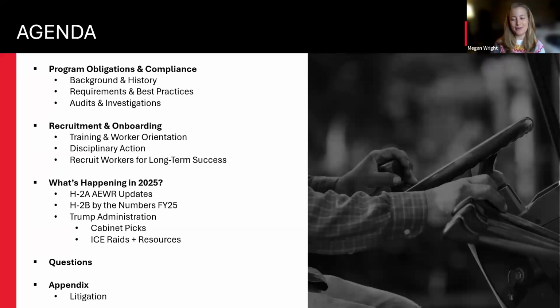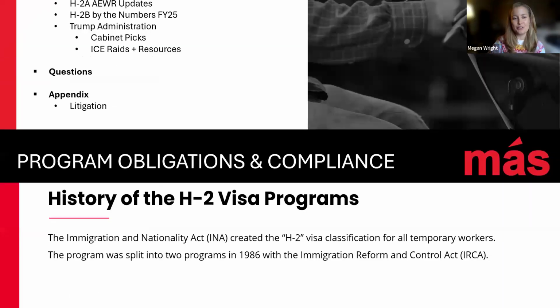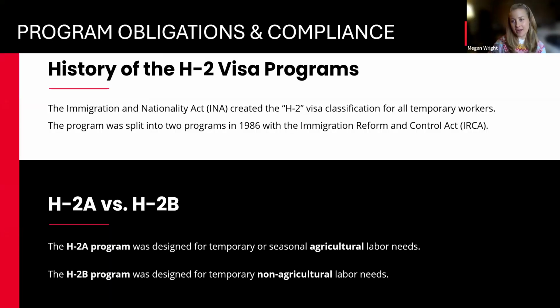So without further ado, I'm going to go ahead and hop into the programs as a whole. Starting at the very beginning, the INA actually created the H-2 visa classification in 1952. And then fast forward to 86 with IRCA, or the Immigration Reform and Control Act, that really split these programs into two, and for the most part, what we still know of them today.